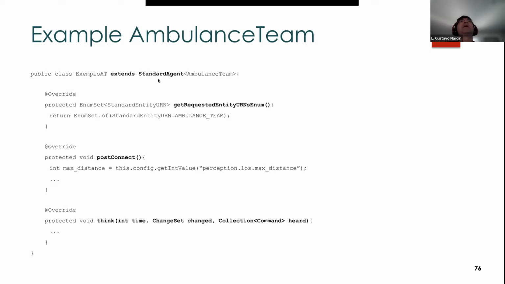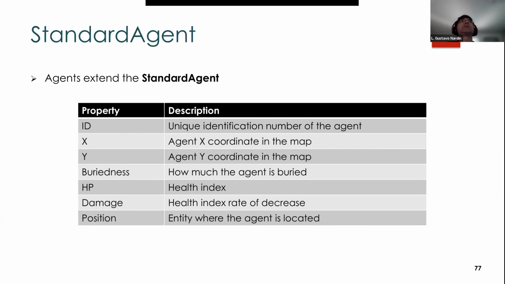So here is an example. AT is a standard agent of ambulance type. And we are returning an enumerator and saying that the agent is an ambulance team. And in the post connect, we just capture the max distance of the line of sight. And then in the think, we will implement the behavior of the agent. I will go very quickly here.